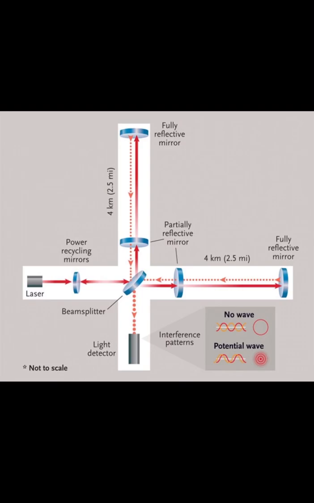So two beams are reflected from the mirrors, and again they are recombined on the beam splitter, where the interference happens, and this interference is detected by a detector. So this is the setup which we already know.